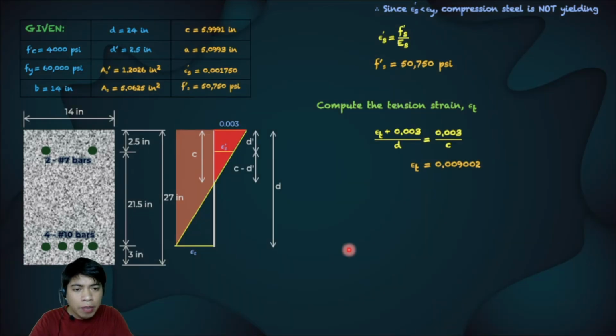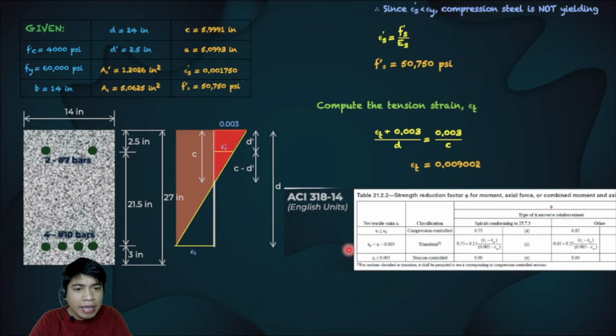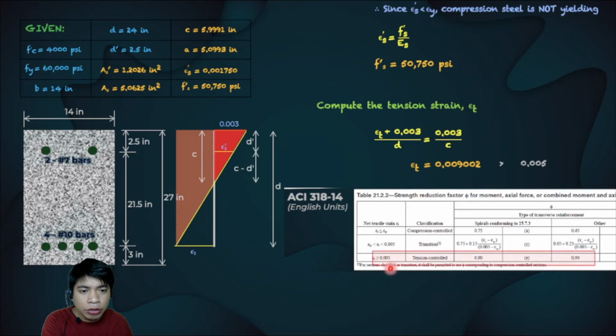Okay? So, base sa table na to mula sa ACI 318-14, guys, sa table 21.2.2, makaklasify natin yung ating beam according to this classification. So, pwede siya maging compression controlled, transition, o di kaya tension controlled. Okay, so bali, we know that our tension strain is greater than 0.005. So, in other words, dito siya nabibilong guys sa row na ito. So in other words guys, this is tension controlled.